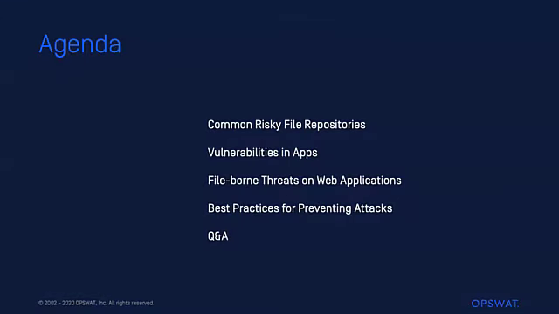In this presentation, we're going to identify some of these risky file repositories. Sometimes people don't equate share with upload. So things like Slack, Confluence, things like that. These are some of your risky file repositories. We're also going to talk about vulnerabilities in apps because the file-borne threats on these web apps often use the vulnerabilities. And then we're going to close up with best practices and some questions and answers.